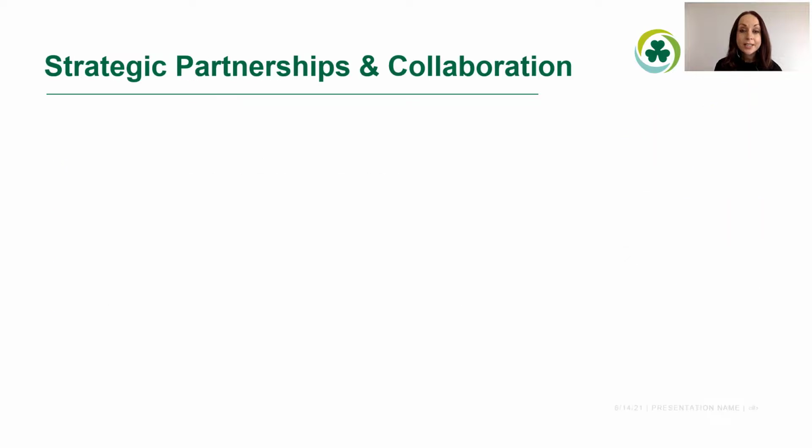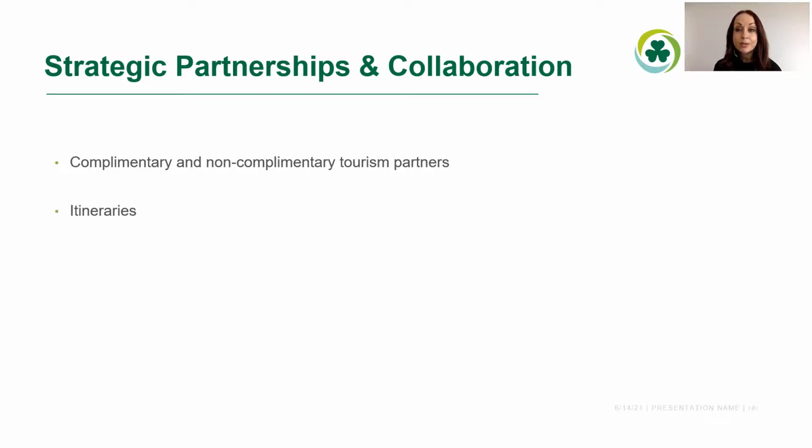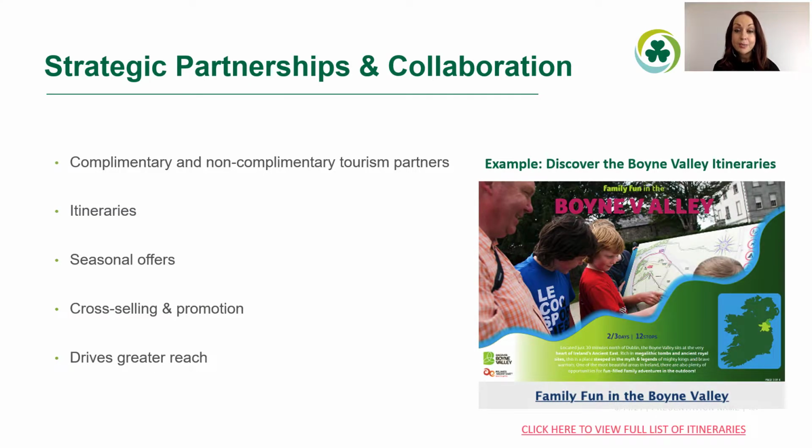When it comes to selling the wider community offering, explore partnership opportunities to combine products and create experiences based on demand. By doing so, you will be able to put together enticing itineraries based on the key segments you are targeting, run seasonal offers, cross-sell one another and achieve a far greater reach by pooling together and leveraging one another's marketing resources and channels. The Boyne Valley is an excellent example of how a community is working together to sell the destination, with a collective set of itineraries easily available for download to help visitors plan their stay.